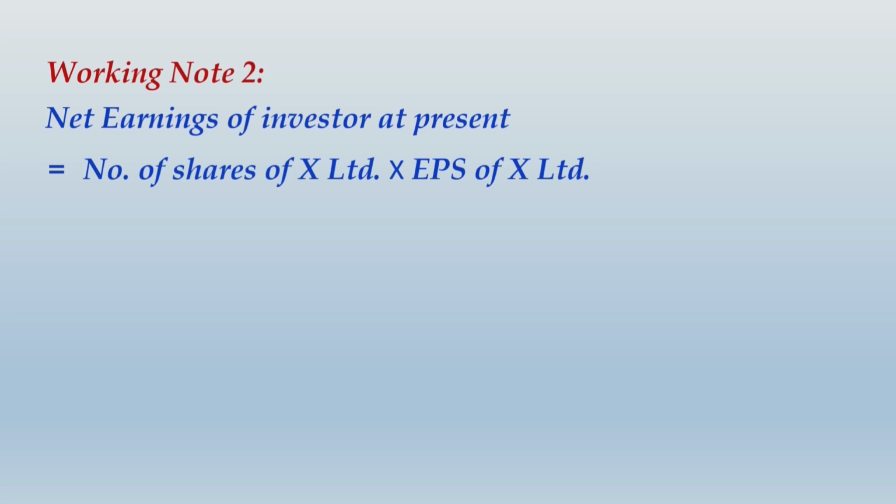The total number of shares in X Limited is 90,000. Our investor is holding 10% shares. So it will be 10% of 90,000, that will be 9,000 shares multiplied by 0.16, that will be EPS of company X, and 1440 will be the present earnings of this equity shareholder from company X Limited. Please write up this working and then I take you ahead.